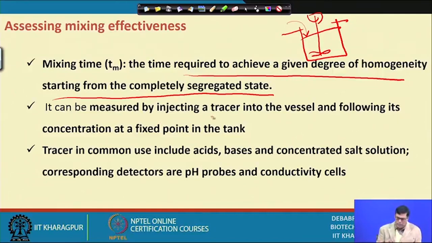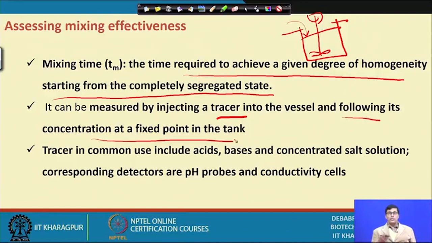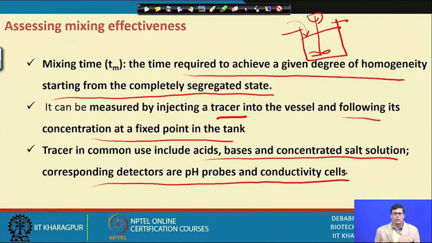Now, it can be measured by injecting a tracer, and the tracer might be anything. It might be an acid solution, maybe an alkali solution, maybe a color, anything we can have, or maybe any salt solution. And following its concentration at a fixed point of the tank, your monitoring device might be several. In case of acid or alkali, you use pH. In case of sodium chloride, you use the conductivity detector. In case of color, we can have some colorimetric estimation process. The tracers commonly used are acid, base, and concentrated salt solution. The corresponding detectors are the pH probe and conductivity cell.